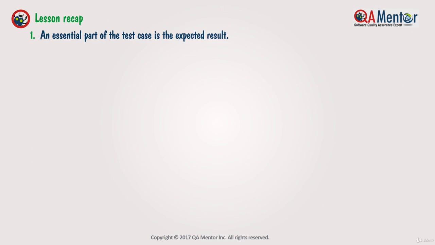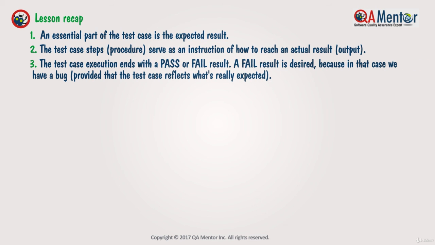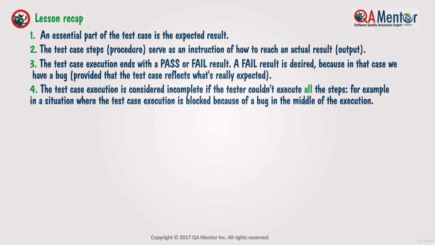Lesson recap. An essential part of the test case is the expected result. The test case steps, procedure, serve as an instruction of how to reach an actual result, output. The test case execution ends with a pass or fail result. A fail result is desired because in that case we have a bug, provided that the test case reflects what's really expected. The test case execution is considered incomplete if the tester couldn't execute all the steps, for example, in a situation where the test case execution is blocked because of a bug in the middle of the execution. The following test case attributes are very useful.